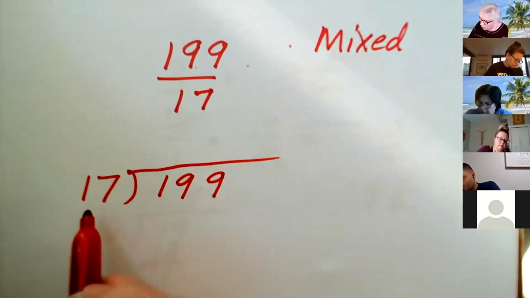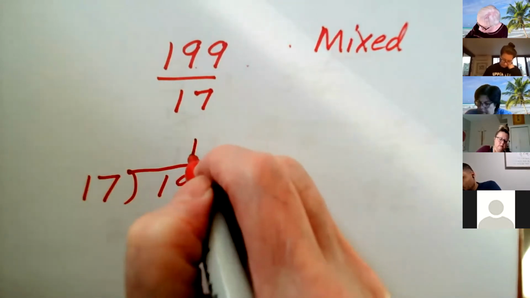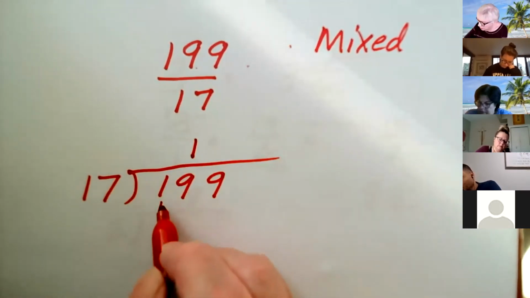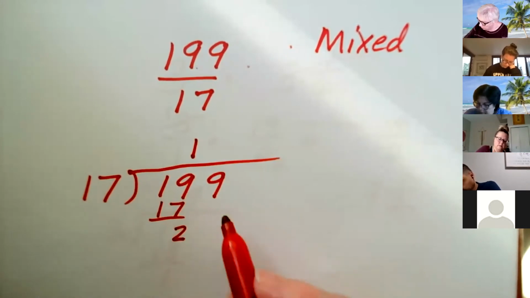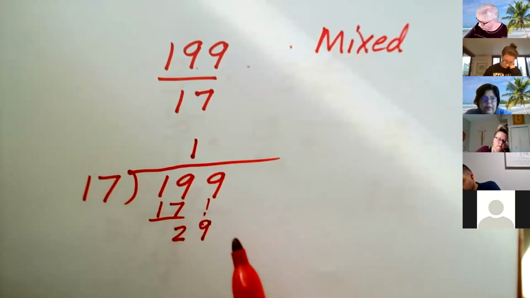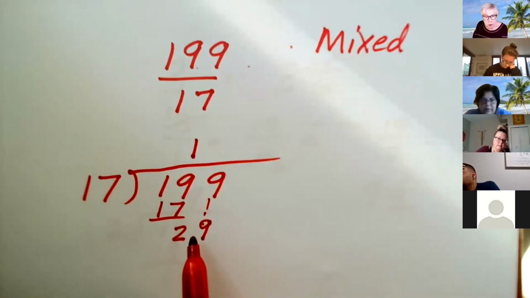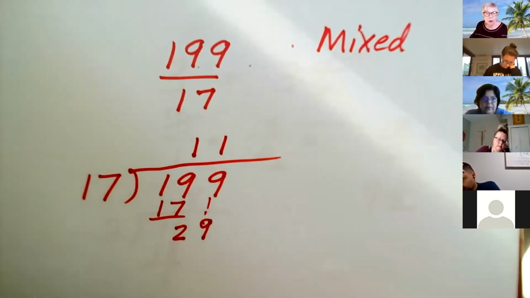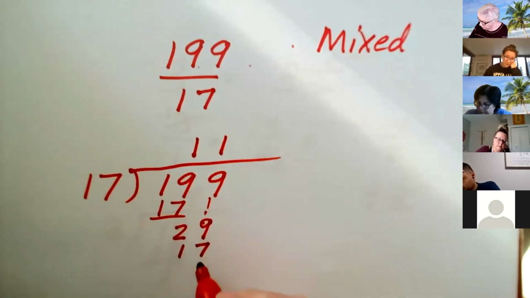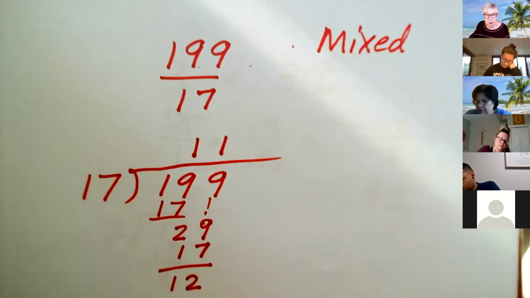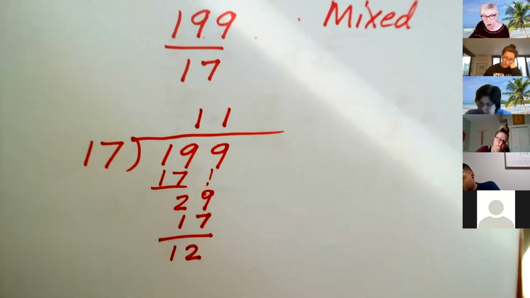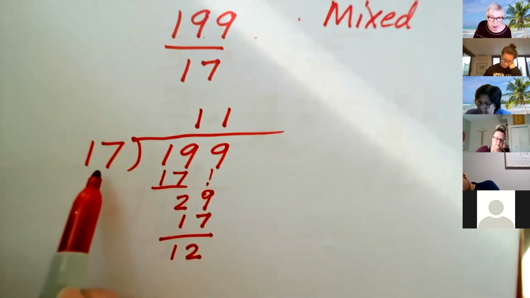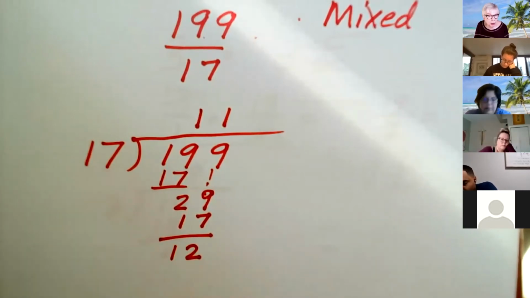Okay. So 17 into 19 goes once. 1 times 17, 17. 2 left over. Bring down the 9. 17 into 29 still only goes once. 1 times 17 is 17. And when I subtract, I get 12. I know I made the right choice because when I subtracted, my number was smaller than the divisor. And so now I have nothing more to do or bring down or anything.